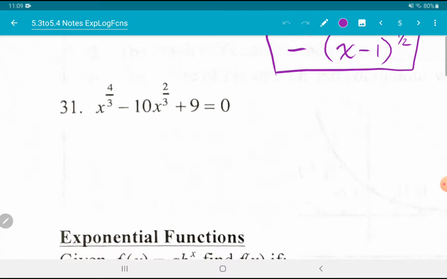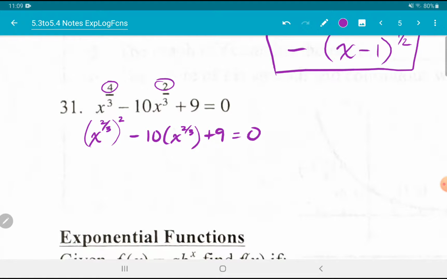Well, I'm giving you some time to think about this. Hopefully what you see is that you do have even numbers there. I wonder if we think about our properties of exponents, that x to the power of 4/3 is really x to the power of 2/3 to the power of 2, because 2 times 2 is what gives us 4. Likewise, we also have minus 10 times x to the power of 2/3 plus 9 equals 0.